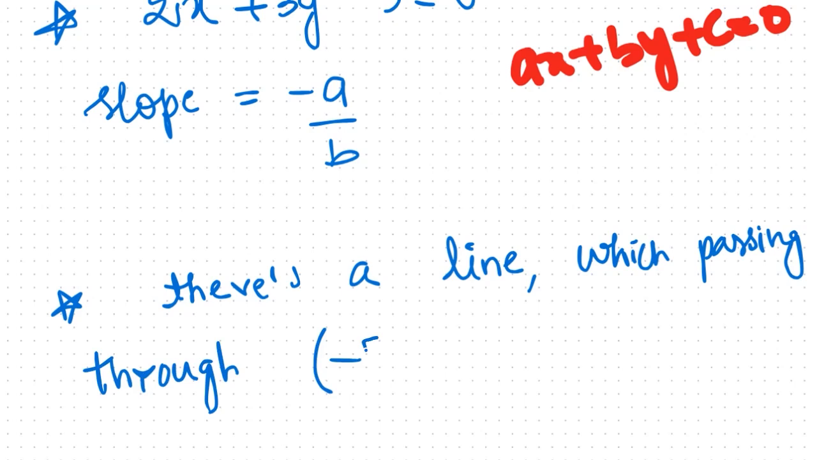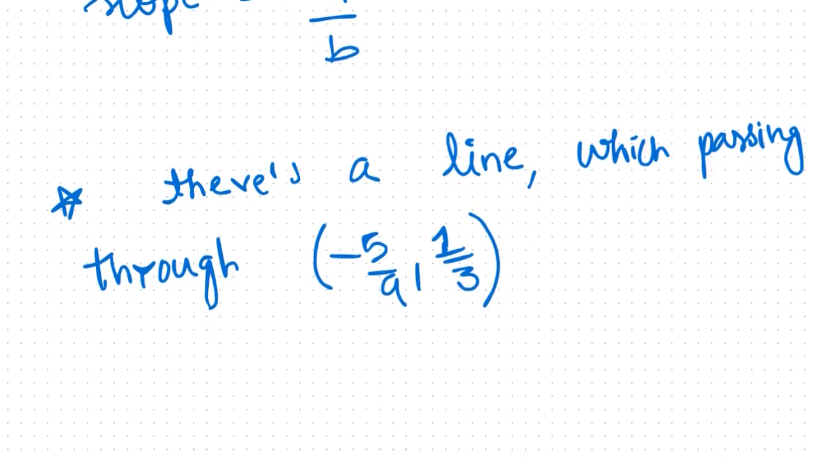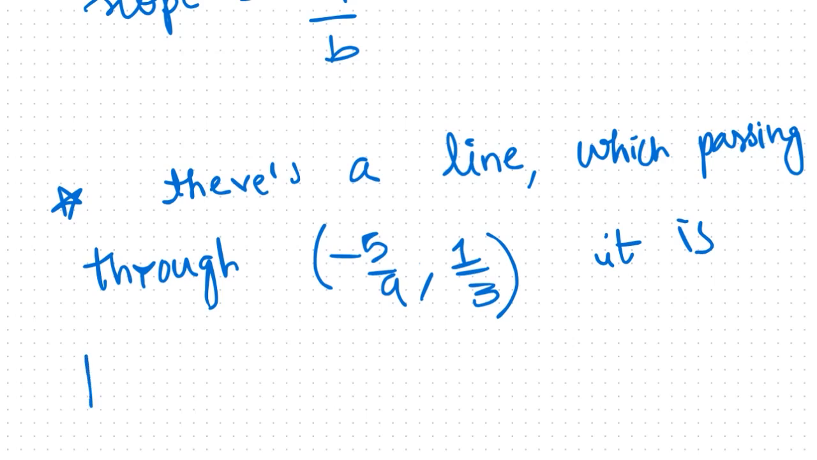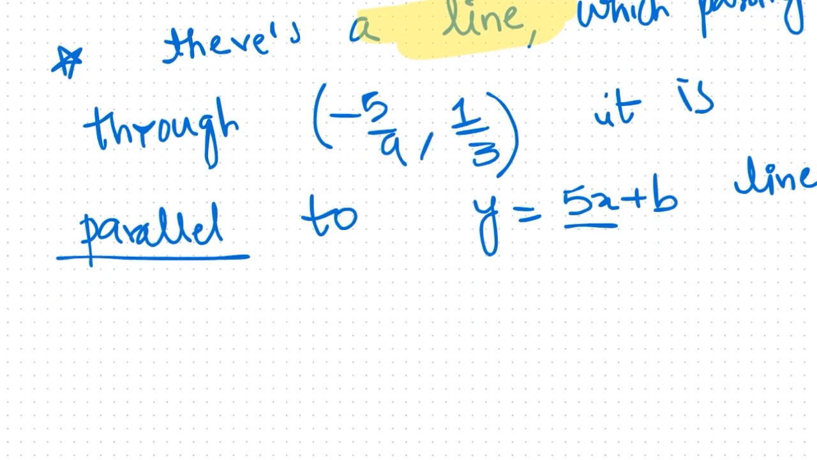Let's say a line passing through the coordinate (-5/9, 1/3), and it is parallel to the line y = 5x + b. What is the equation of this line? It has to be parallel, so we should have this.